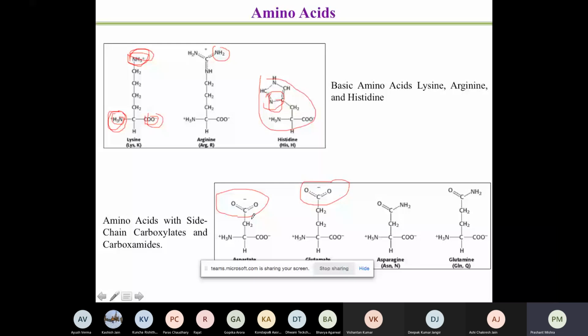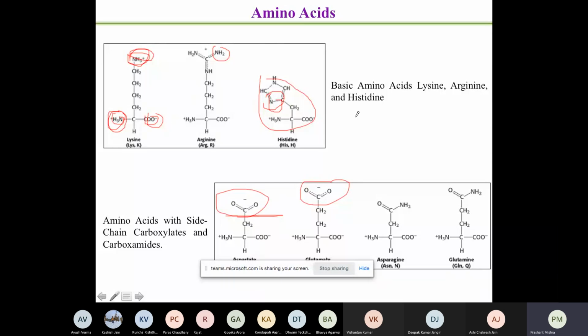Then I have a set of two amino acids which have a carboxylic group, with the same structure. Up to the CH2 group, it is alanine. With one carboxylic group, it becomes aspartic acid. When you have one additional CH2 group and a carboxylic group, it becomes glutamic acid, or glutamate. These two amino acids will have a negative charge. You have one amino positive contribution, one negative contribution from the carboxylic group, and one additional carboxylic group.